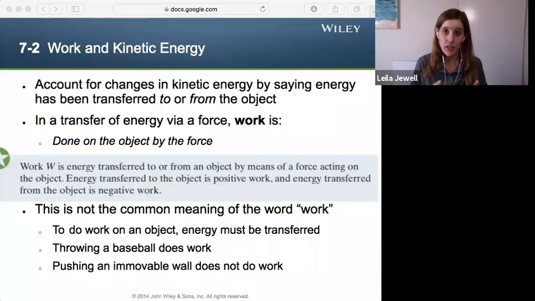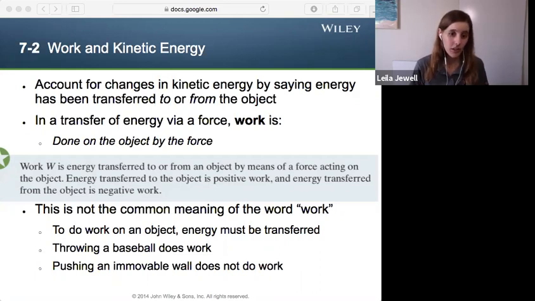If the transfer of energy is done by a force, we say that work is done on the object by the force. So work we use a capital W for. This looks like our weight symbol, which is why I try to avoid using capital W for weight. Work W is energy transferred to or taken from an object by means of a force acting on the object. If the energy is transferred to the object, we say that's positive work, and the energy that's transferred from the object is negative work. Note, this is not the common meaning of work that we use in our everyday life.